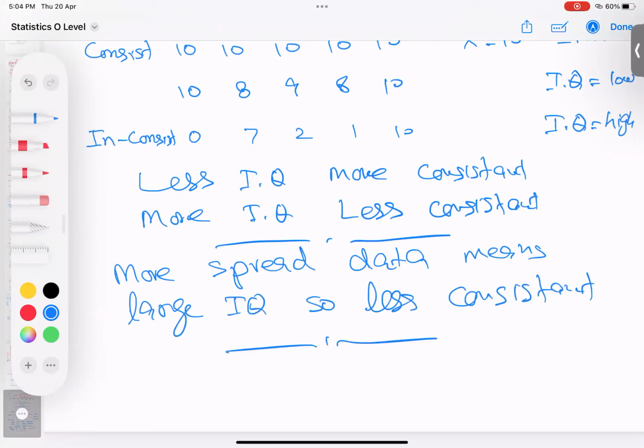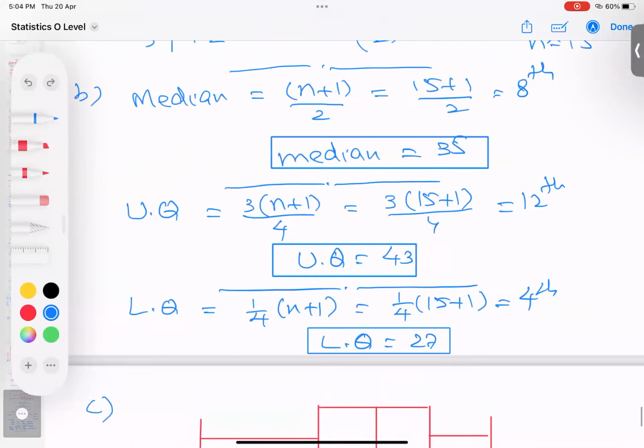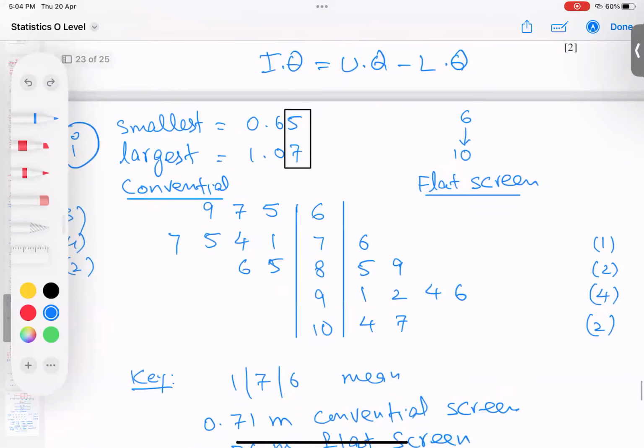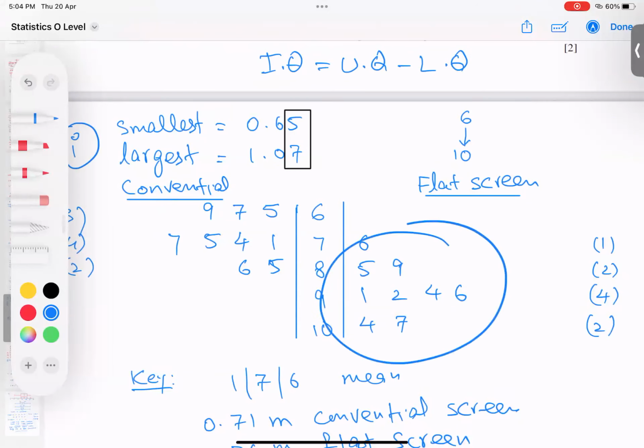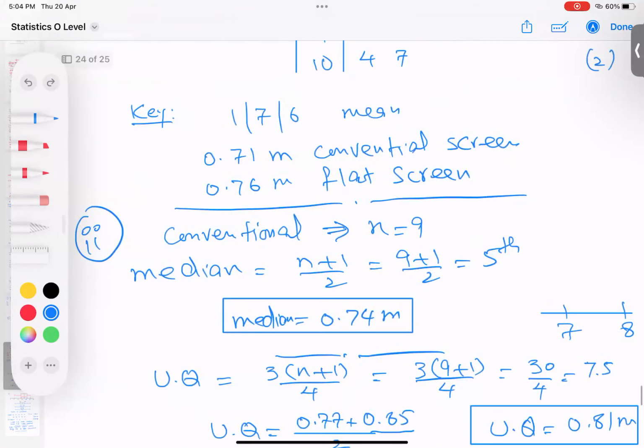Now you have other terms. The examiner, these kinds of words you have to memorize: the consistency word, the IQ word, the spread data word. This concept will help you a lot. Look here: here data is less spread, here data is more spread. So I can say without any working that this is a less IQ, this is a more IQ. These concepts are very helpful.